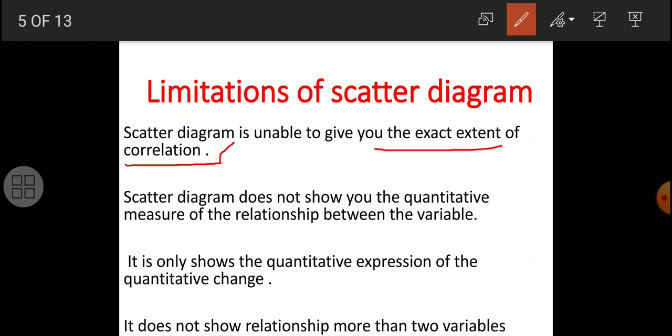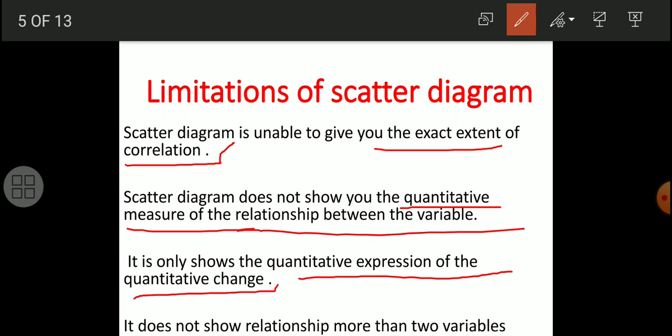A scatter diagram does not show quantitative measures. As I have said to you, we cannot quantitatively find out the relation between the two variables. It only shows the qualitative expression of the quantitative change, isn't it? It does not show relations among more than two variables.